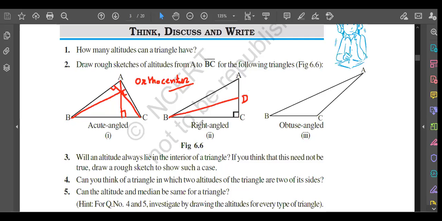BD is your altitude or median? BD is your median only, na? Because altitude, see, BC itself is a median. Sorry, altitude on AC. Just think about this. If AC is altitude of BC, then BC is altitude of AC. As simple as that.